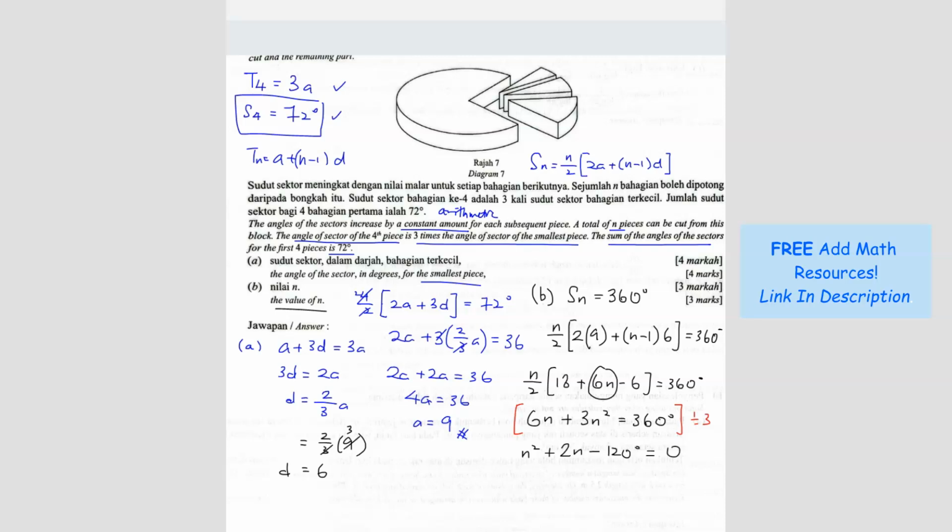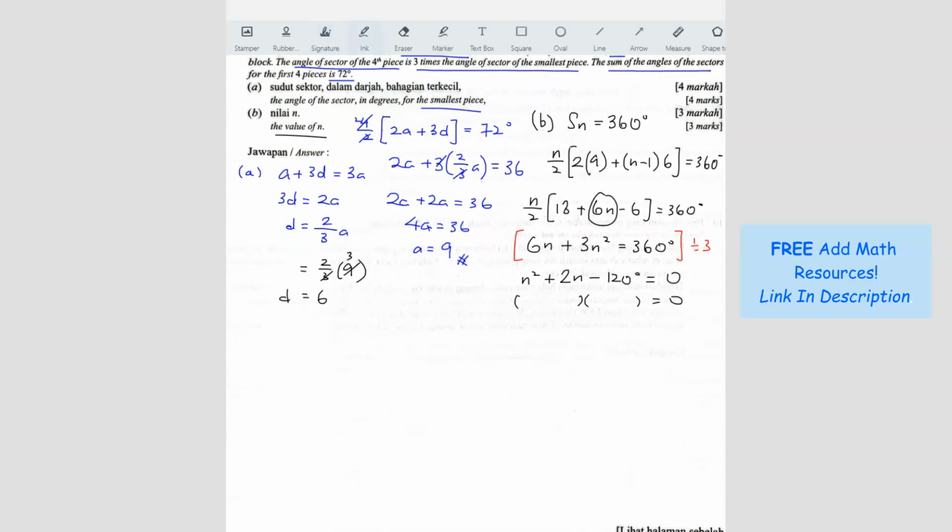Okay, so now we have a quadratic equation, so we can factorize. Let me scroll down a little bit. When we factorize, what do we have? We get n minus 10, n plus 12. So from here, n equals 10 or n equals negative 12. We have to reject this, because you cannot have a negative n value in this case. So the answer is 10.